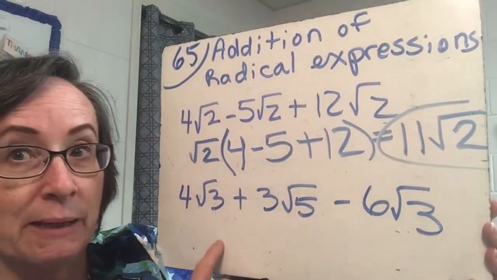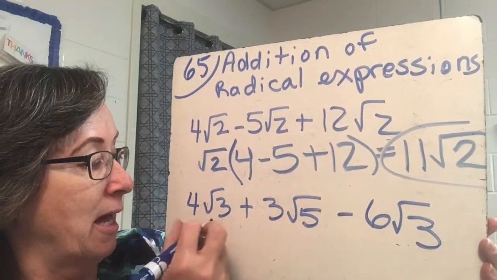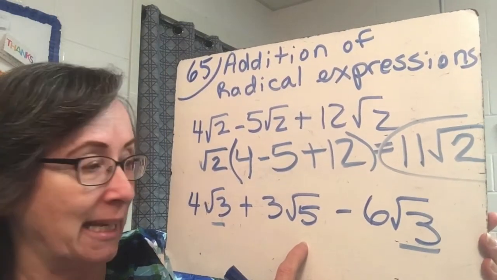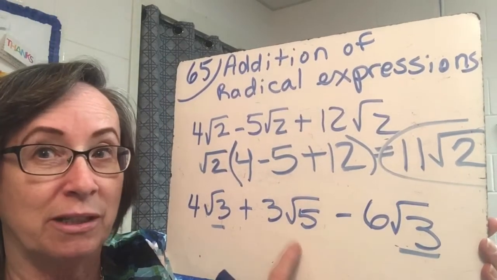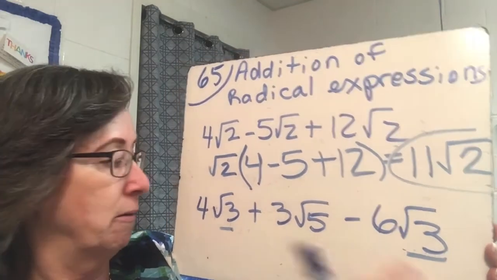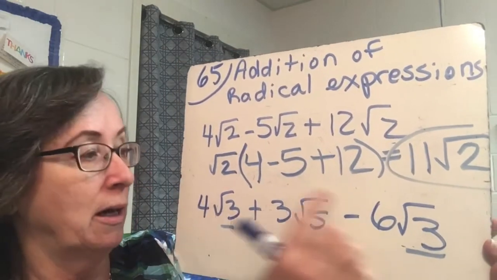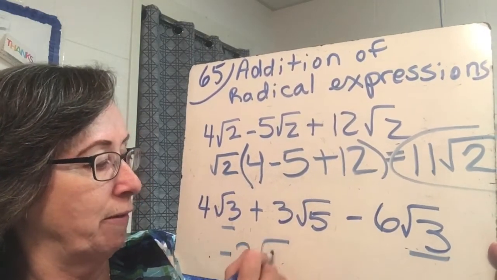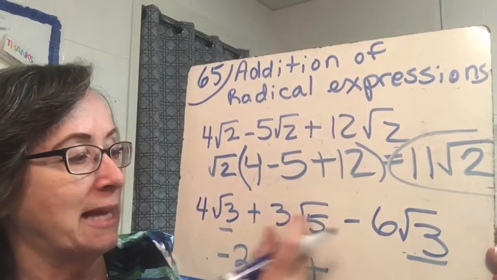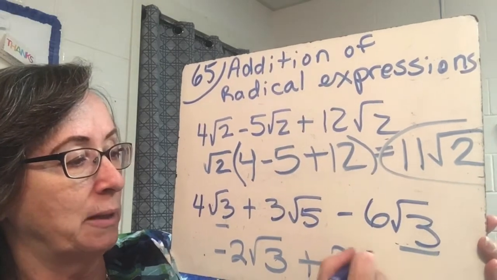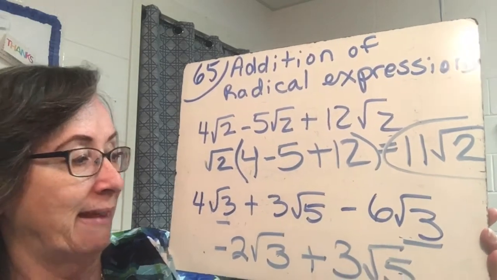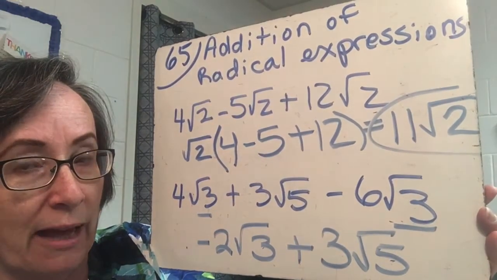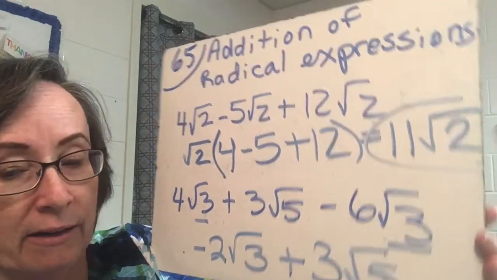So on the second example, we have a square root of 3 and a square root of 3, but this guy is the odd man out, isn't he? He's a square root of 5. He will not combine with these other two. So we will just take 4 minus 6, which is a negative 2 square root of 3, plus the square root of 5. And that's all we can do with that one. We can't join those two together because they're not like radicals.